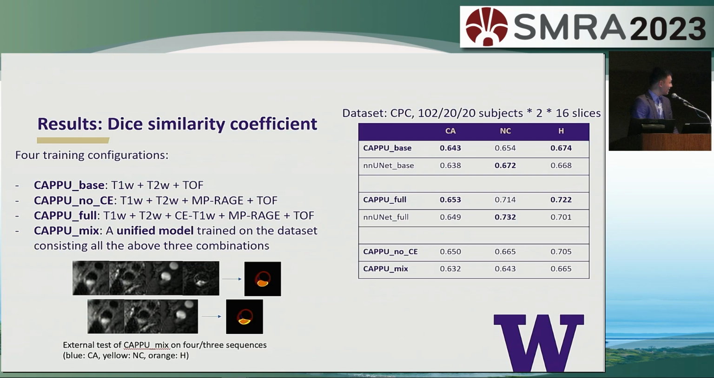And there's an external test set. We are trying to validate these results on many other external data sets. As we can see, whether we input 4 contrasts or 3 contrasts into this network, CAPU can derive quite reasonable results.